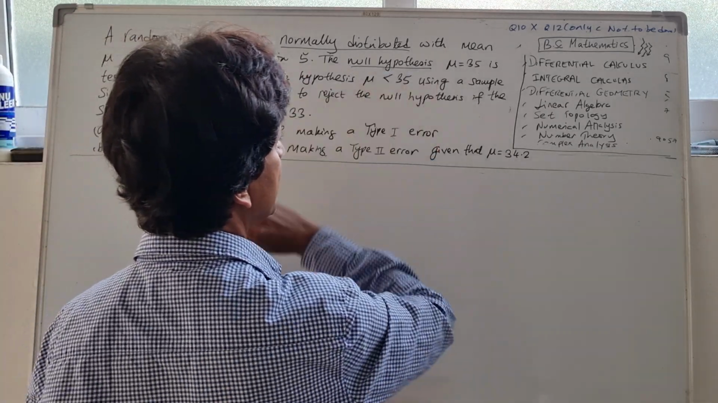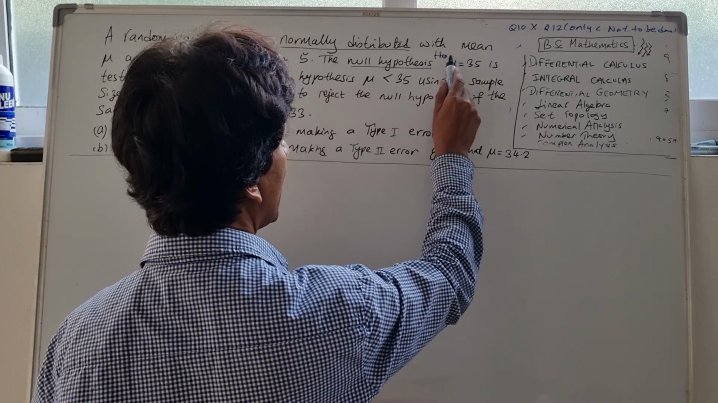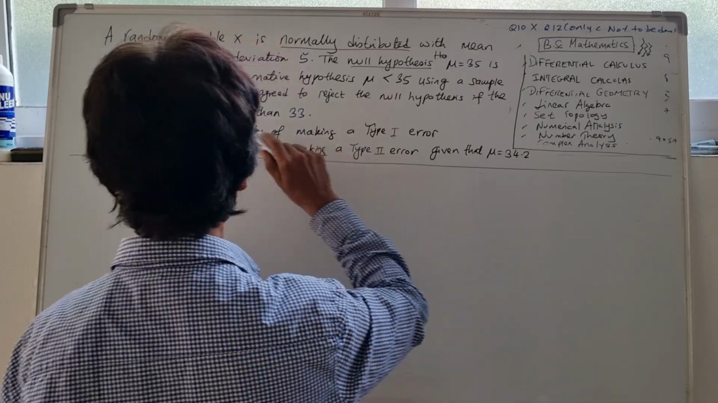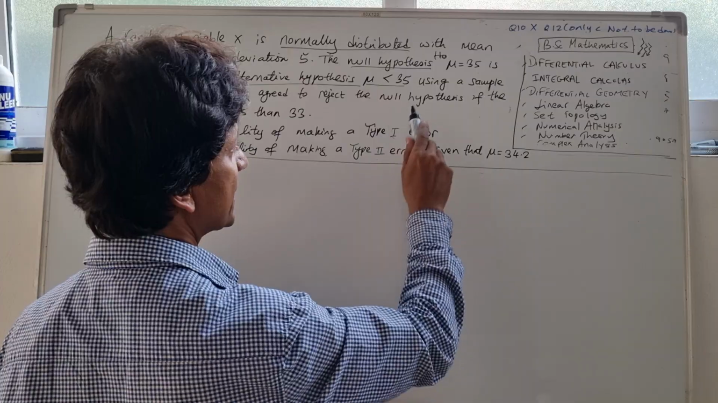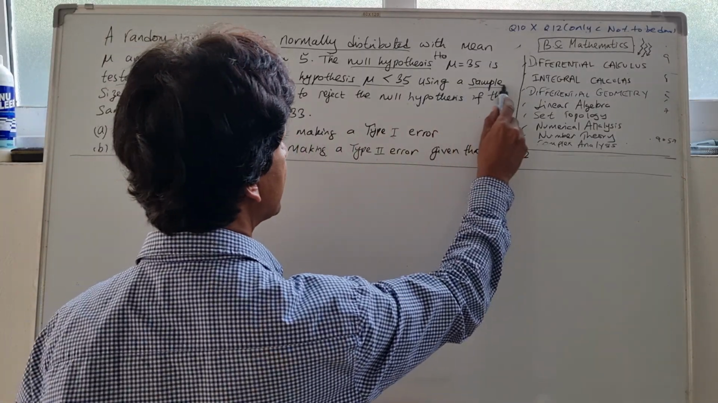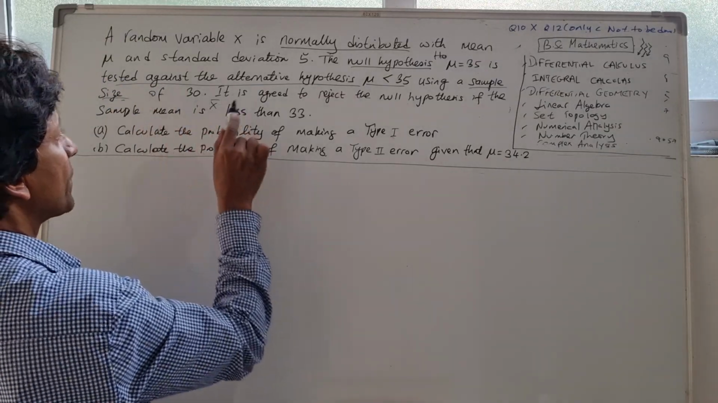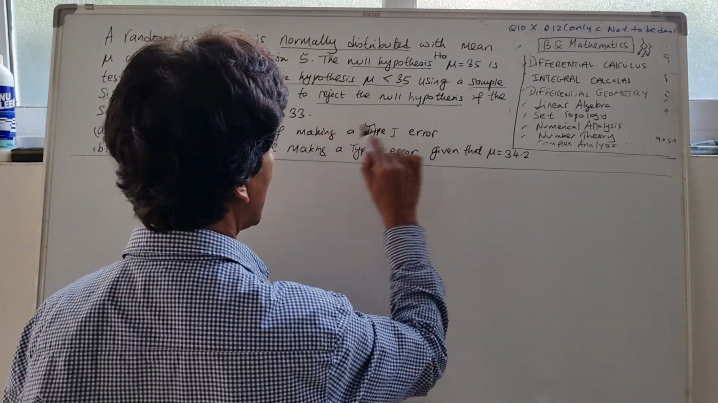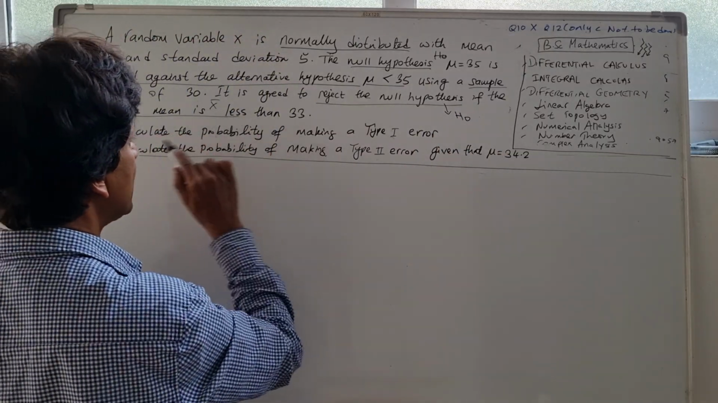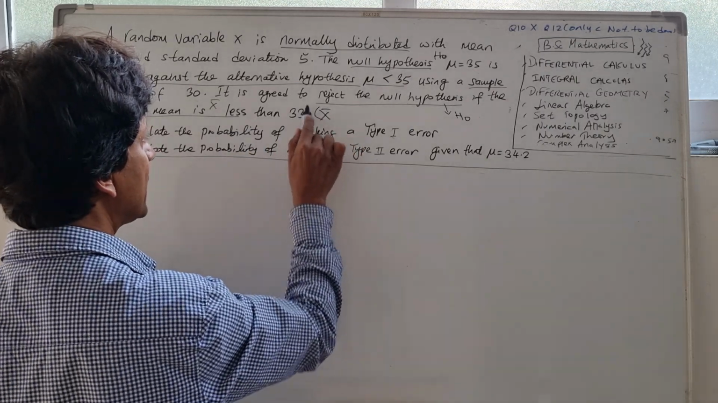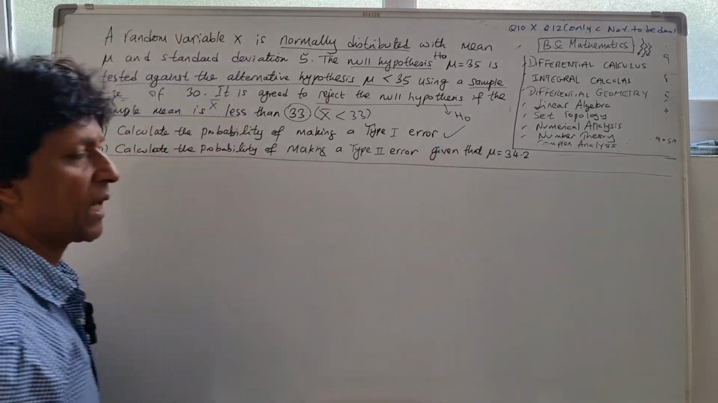The null hypothesis, H0, mu is equal to 35, is tested against the alternative hypothesis mu being less than 35 using a sample size of 30. It is agreed to reject the null hypothesis, to reject H0, if the sample mean x bar is less than 33. Now, first of all, we have to calculate the probability of a type 1 error.